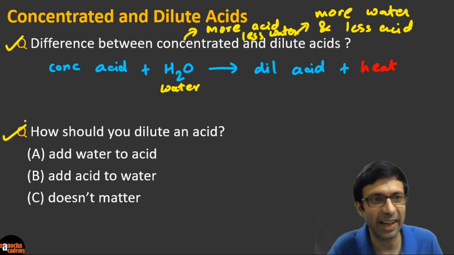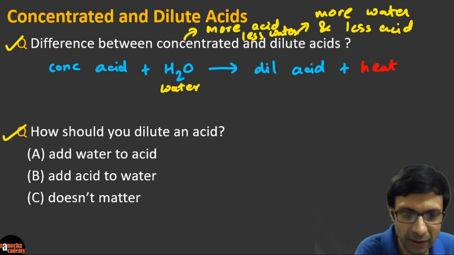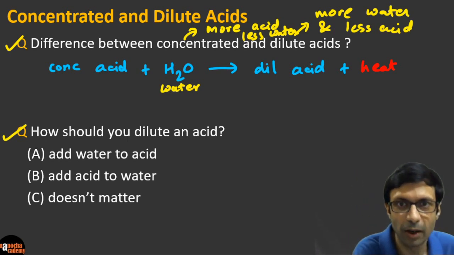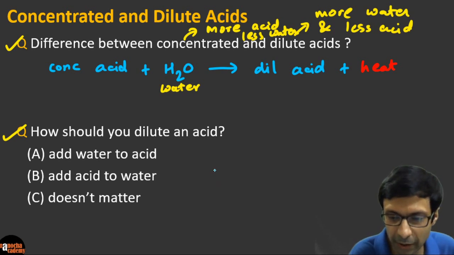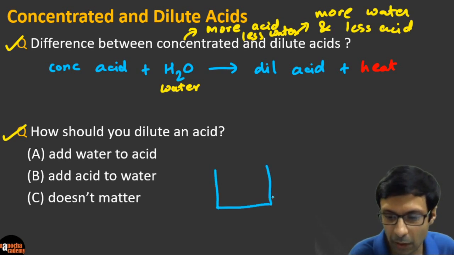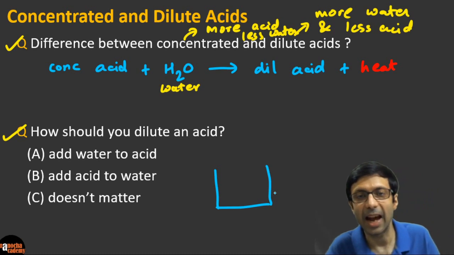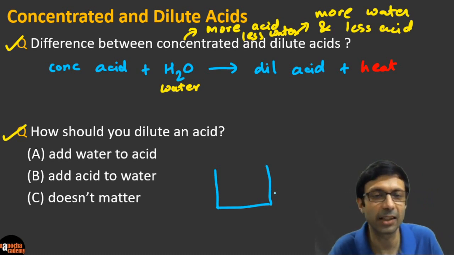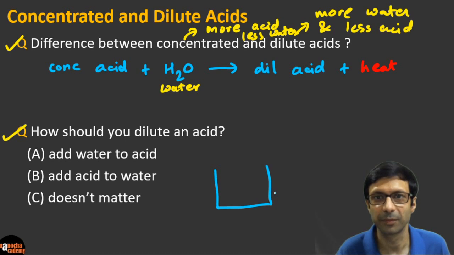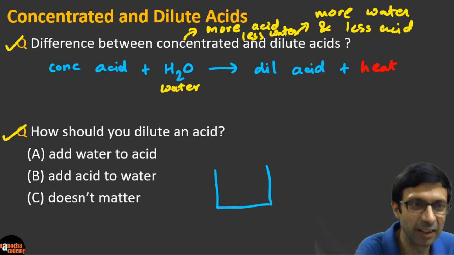Okay, some of you are saying A, some of you are saying B. So guys, what do you think? When you dilute an acid, what should we do? Let's say this is our beaker here. Should we be adding acid to the water or water to the acid, or it doesn't matter? The correct answer is B. Okay, and we'll understand why.